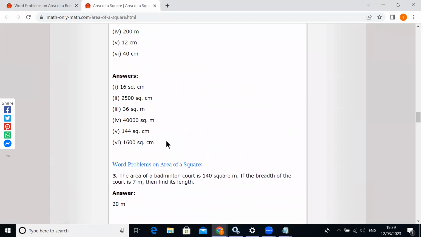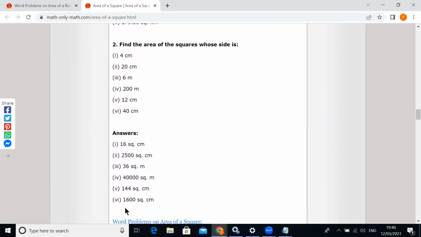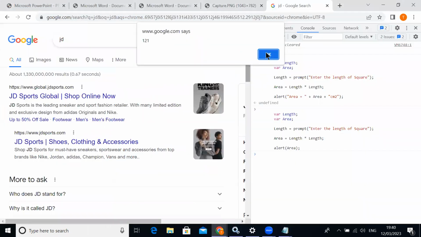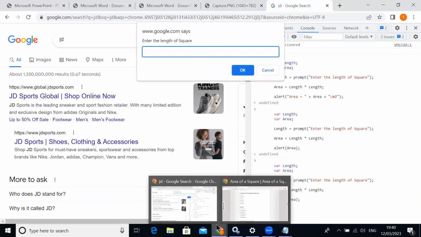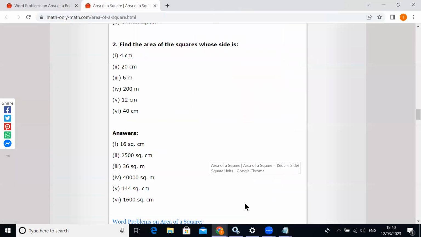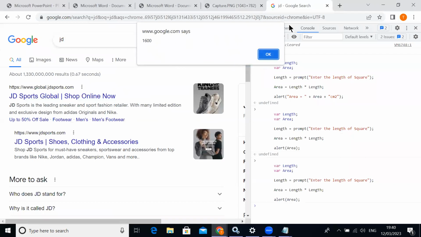Now we can use our mini application to find the square of all these values. Let's try the 40 centimeters. When we try 40 centimeters, we are supposed to get 1,600. Let's try it and see. We want to find the area of a square. The side or the length is 40 centimeters. Let's see what we get. 1,600. Yeah, we got that 1,600.